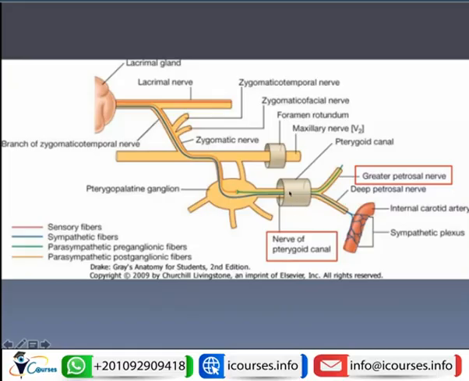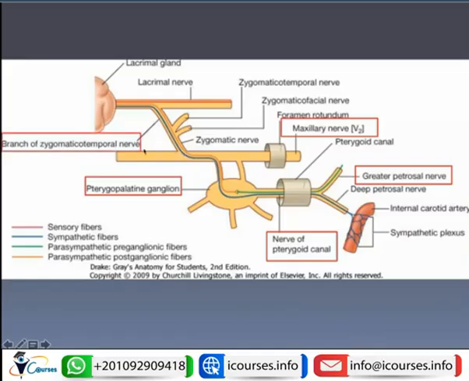Then after it emerges from the pterygoid canal, it will reach the sphenopalatine ganglion, and this is its station. So it will relay here, and the postganglionic fibers will emerge from the sphenopalatine ganglion to join the maxillary nerve. Then it will leave the maxillary nerve to reach the zygomaticotemporal nerve, and finally it will reach the lacrimal nerve to supply the lacrimal gland. So this is the pathway of the parasympathetic to the lacrimal gland.